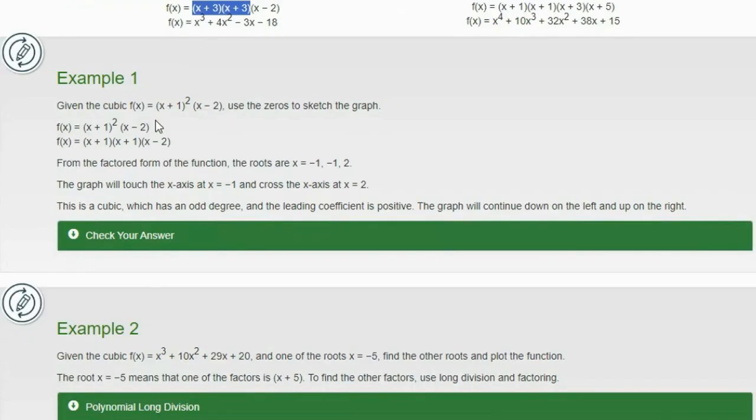It says, given the cubic, x plus 1 squared, x minus 2, sketch the graph. Okay, so we would go to -1 and know that it bounces off of it there and go to +2. Oh, do I have it? I'm going to draw a graph for that. I don't have another sheet of graph paper here. I need to get some more graph paper. Let's see if we can sketch that at -1 and +2.